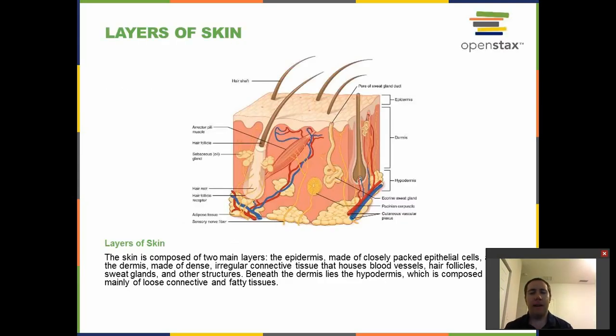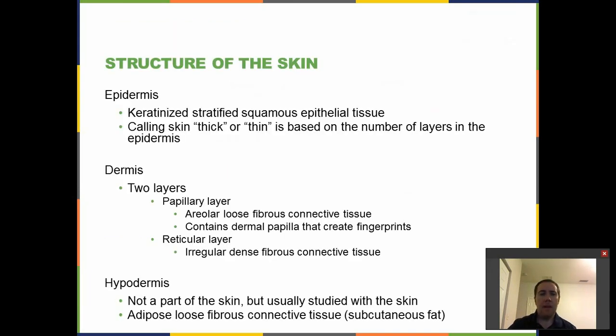So if we look at our diagram on the next slide, we see the epidermis is this little thin layer at the top. It really is not very thick. It's just a tiny fraction of the thickness of your skin. It is a keratinized, stratified squamous epithelial tissue. Always. There's nothing else that it can be.